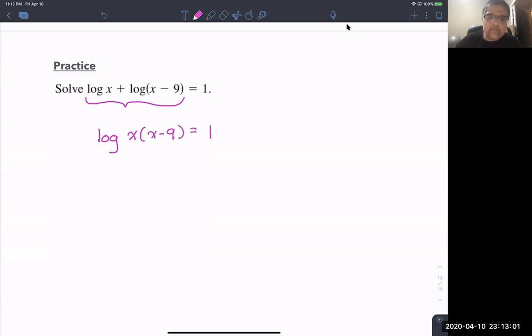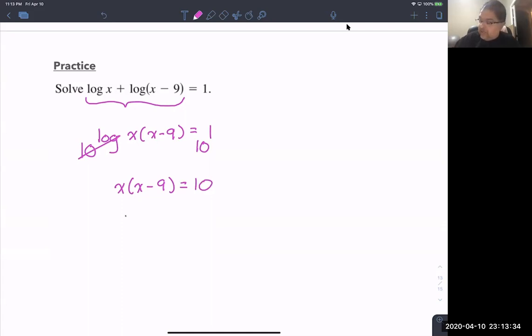Now, with the log by itself, we have to invert it. So what is the inverse of the common log? Well, it's base 10. So I make everything a power of 10. 10 and log cancel. That gives me x times x minus 9 equals 10 to the 1, which is just 10.